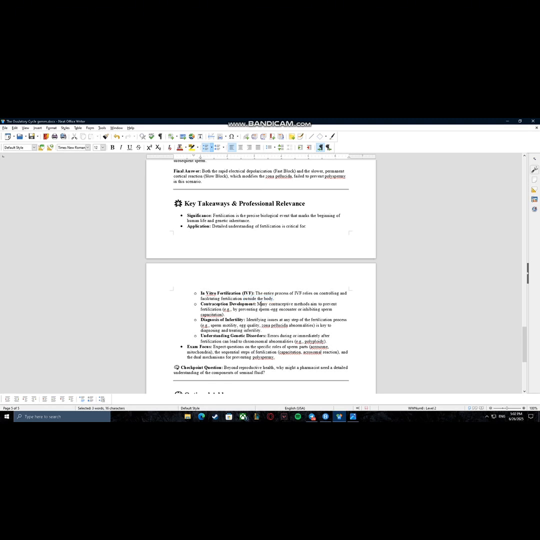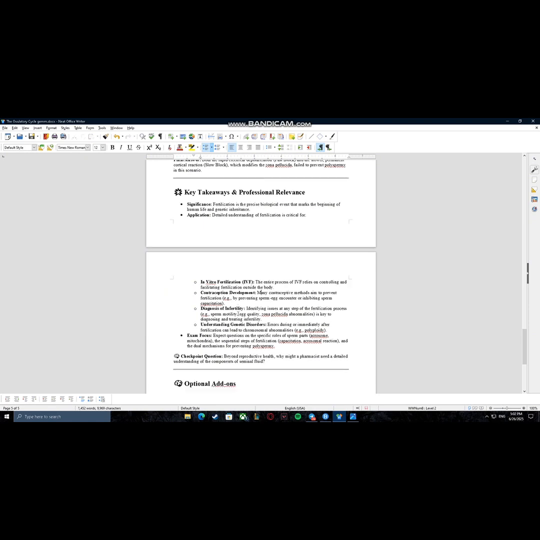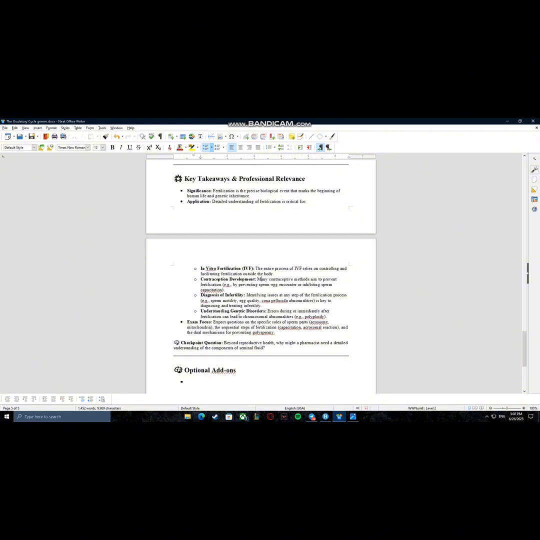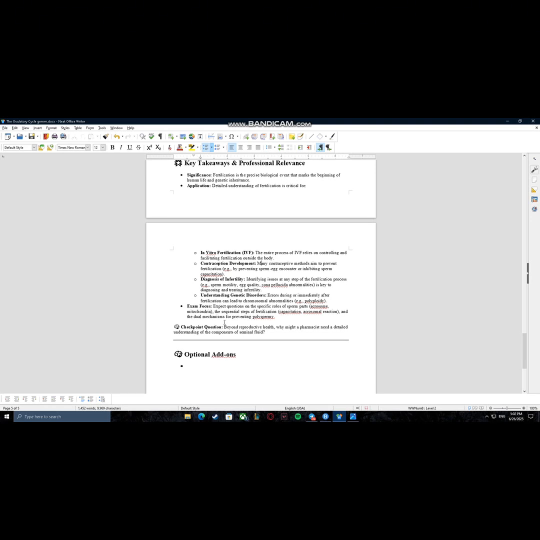Contraception development. Many contraceptive methods aim to prevent fertilization by preventing sperm-egg encounter or inhibiting sperm capacitation. Diagnosis of infertility: identifying issues at any step of the fertilization process, such as sperm motility, egg quality, or zona pellucida abnormality, is key to diagnosing and treating infertility. Understanding genetic disorders: errors during or immediately after fertilization can lead to chromosomal abnormalities such as polyploidy.